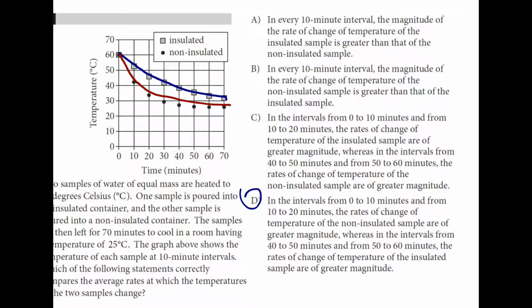Choice D is correct, because in the intervals from 0 to 10 minutes and from 10 to 20 minutes, the rates of change of temperature of the non-insulated sample are of greater magnitude, or the red line is dropping faster. Whereas, in the intervals from 40 to 50, and from 50 to 60, the rates of change of temperature of the insulated sample are of greater magnitude. At that point, the non-insulated container is already so close to the room temperature that it has leveled off, and the insulated container has preserved heat to the point where there's still some temperature to drop.